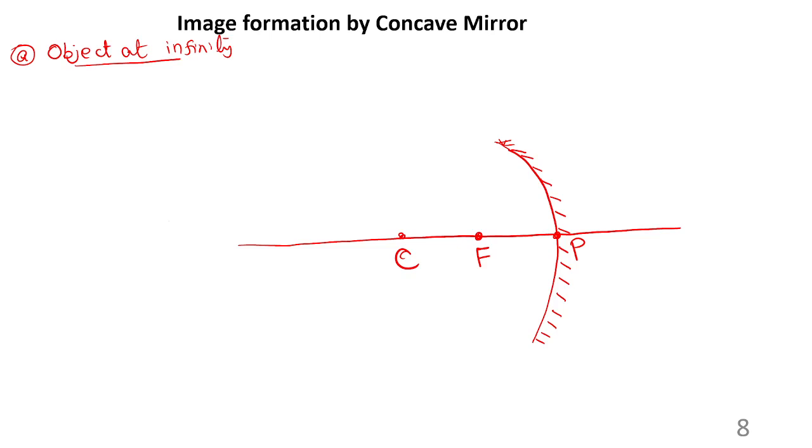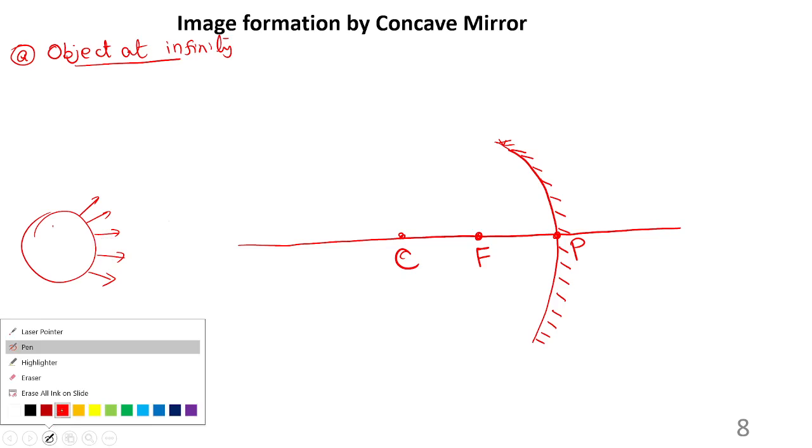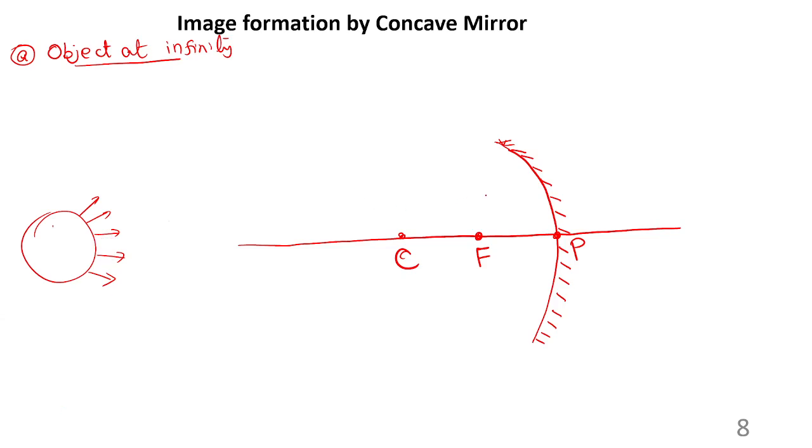So there is an object here. Suppose this is the sun. These are the sun rays, the rays of the sun coming like this, from very far away from the mirror. There are plenty of rays coming out of the sun, but when they reach the mirror, they look like parallel rays. Understood? Once the sun rays reach the mirror, they appear to be parallel.